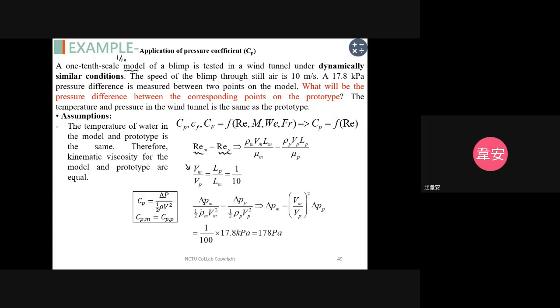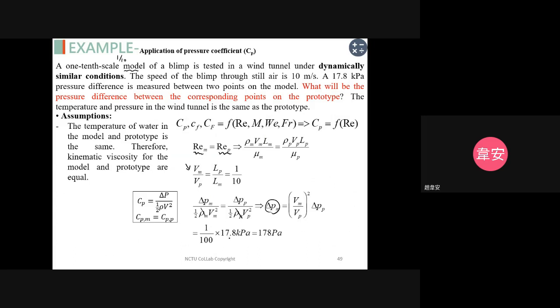Delta P_m divided by 1/2 rho_m V_m squared is equal to delta P_prototype divided by 1/2 rho_p V_p squared. So we make a balance and cancel out some constant values, such as the density. For this problem, we know that the pressure difference in the model is equal to the square of the velocity ratio multiplied by the pressure difference in the prototype.